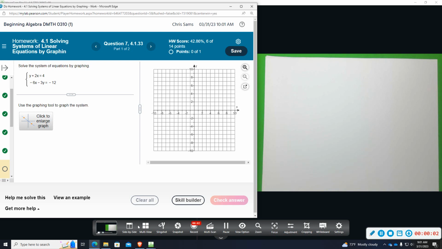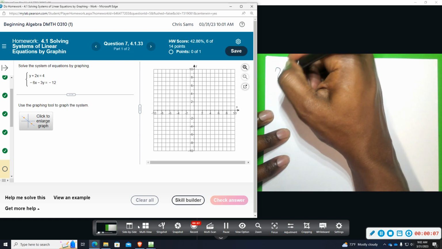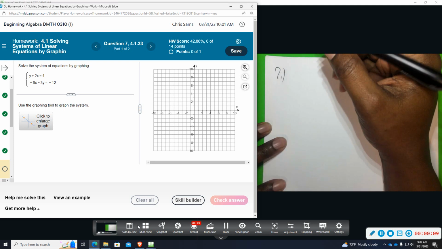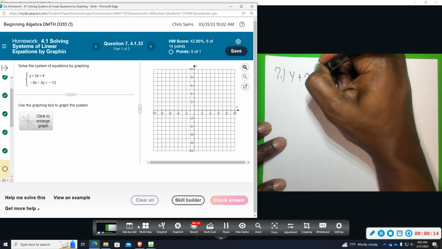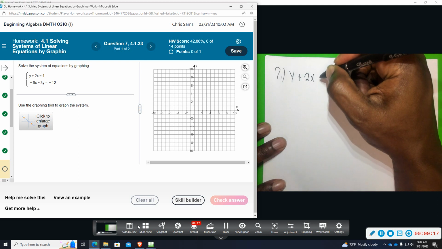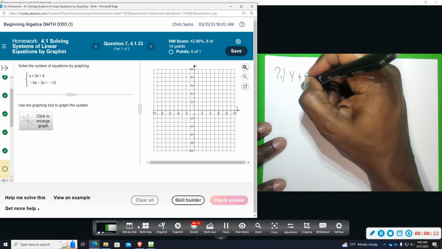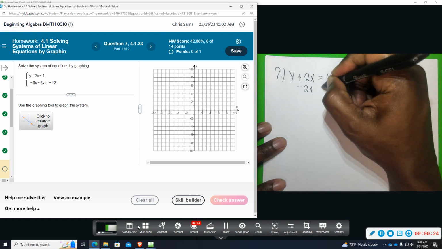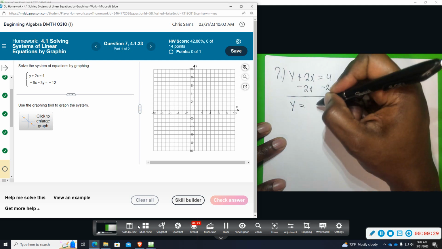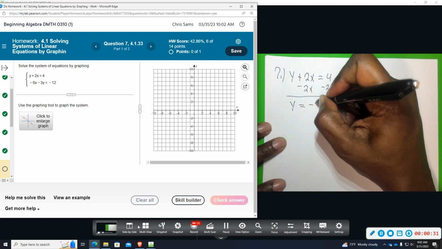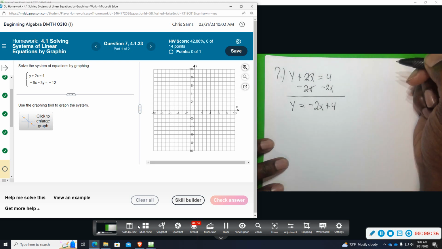All right, number 7. This first equation, I can easily transform to slope-intercept form. Since y doesn't have a number in front of it, a coefficient, all I need to do is move the 2x over. So I'm going to subtract 2x, and that leaves us with y equals negative 2x plus 4, because those will cancel each other out.